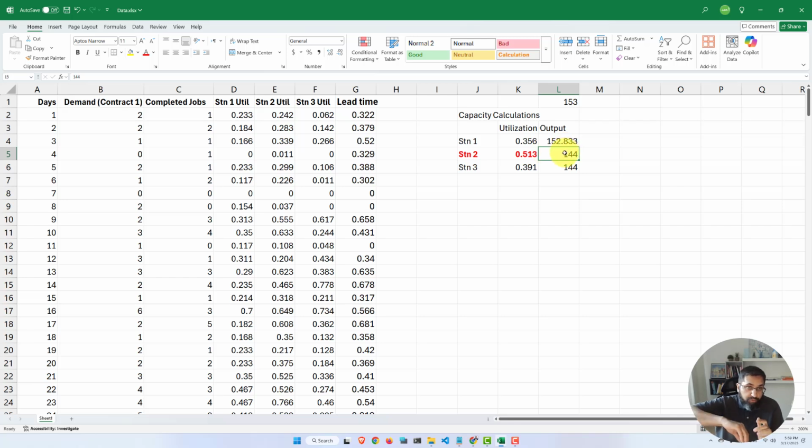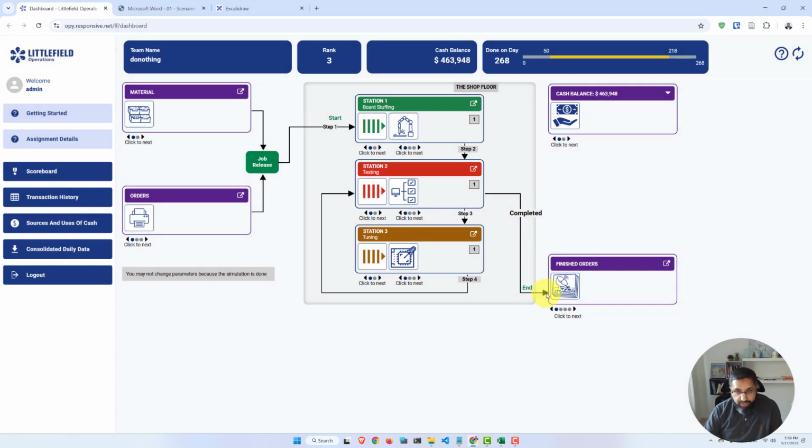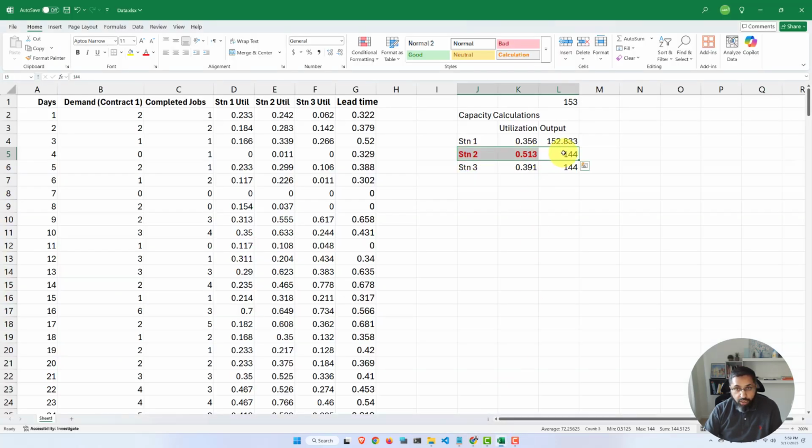After station 2, step 4, you go out of the system, right? If you look at the diagram, you exit the system after station 2 doing step 4, and at the end we have 144 jobs or customer orders completed. So station 2 has outputted 144 jobs, and station 1 has outputted 152.8. So station 3 may have outputted 152.8. They might be in the queue for station 2 for step 4, or it may have outputted less.